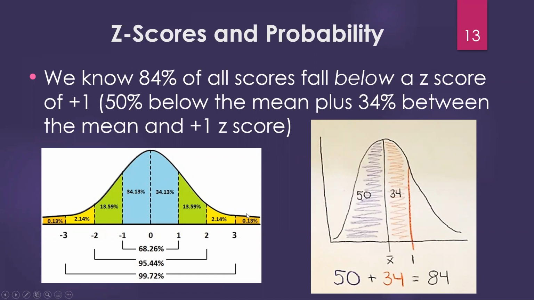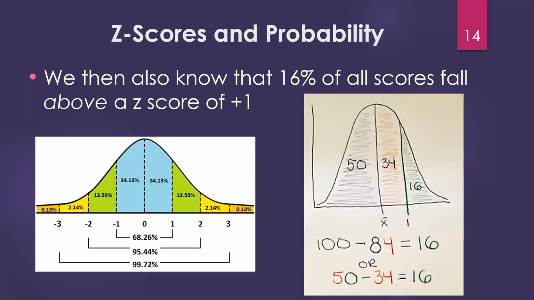Again, statisticians over the years have figured out that this is always the case for a normal curve. The reason the normal curve is so cool is because this is always the case, regardless of what the actual mean is or what the actual value of the standard deviation is. Always 34% of all values fall within 1 standard deviation of the mean. So that means we know 84% of all values, 50 plus 34, would be between nothing and 1 standard deviation above the mean.